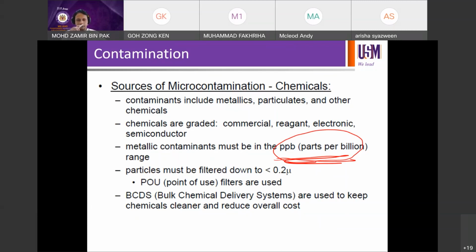Particles must also be filtered down to less than 0.2 micron, depending on the process that we're talking about. So it's not a single spec, it's not a single number. It depends on certain sizes, certain counts, and all the stuff, right? So every chemical that you use in the fab has to be controlled in terms of this quality, right?